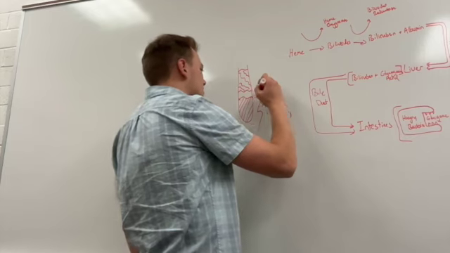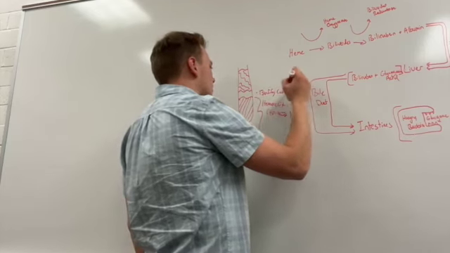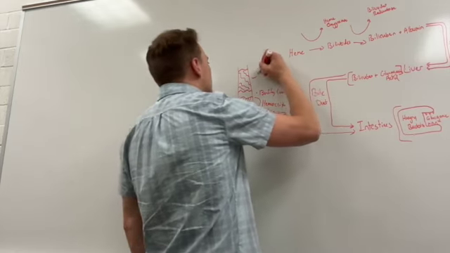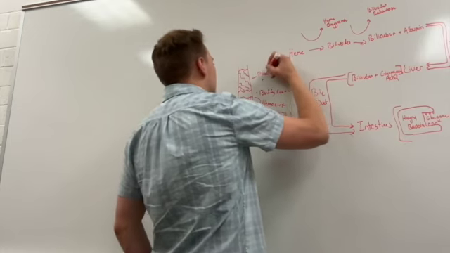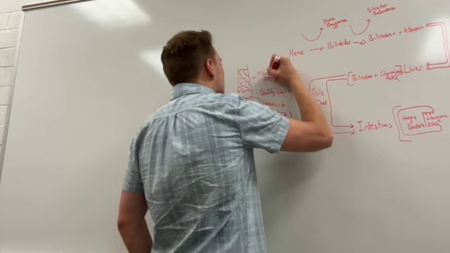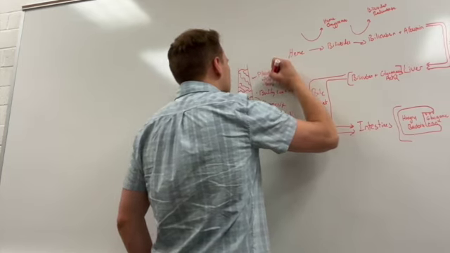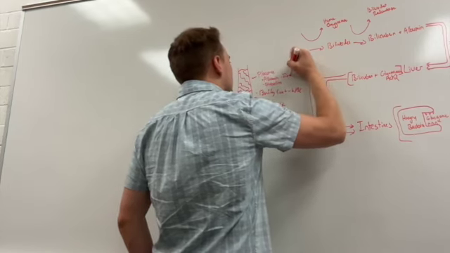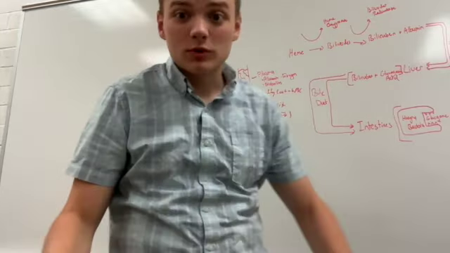Here we're going to have the buffy coat, which makes up our white blood cells. And then here we're going to have our plasma. In our plasma, we are going to see things like albumin, we're going to see globulins, and we're going to see fibrinogen. Cool. Now that you're an expert on blood, let's go to poop.